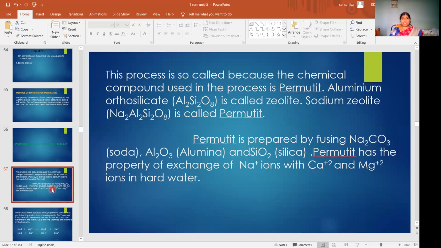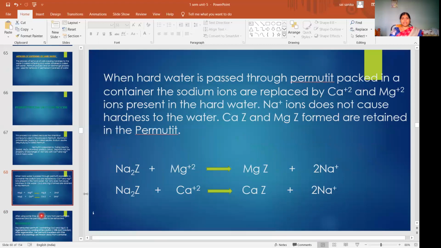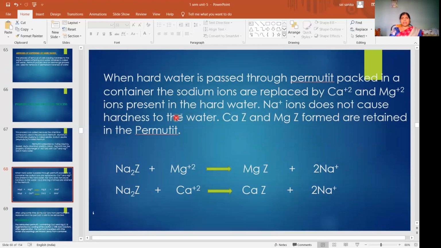So what is happening? When hard water is passed through the permutit in the container, the sodium ions are replaced by the calcium and magnesium ions present in the hard water, and the sodium ions do not cause any hardness to the water. Whatever calcium and magnesium zeolites are formed will be retained in the permutit.